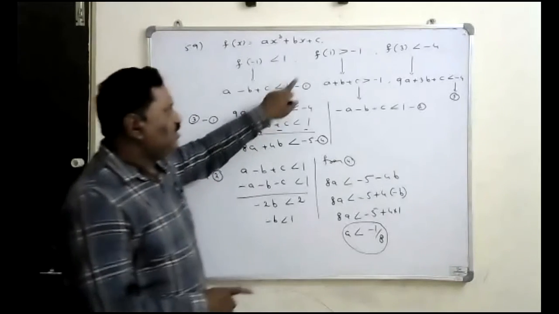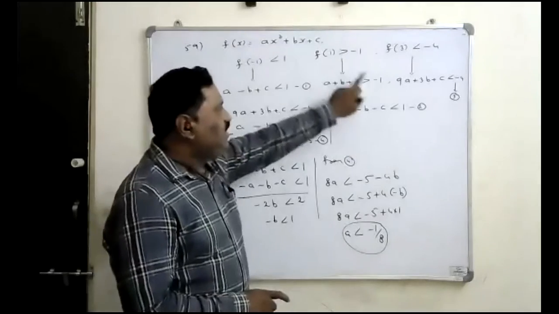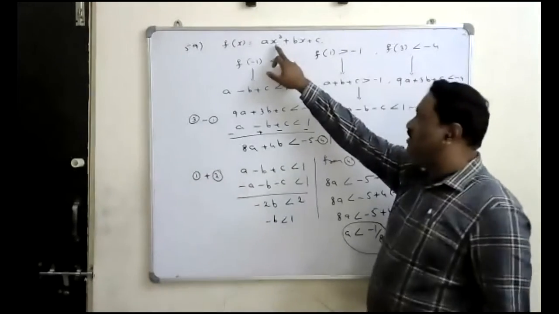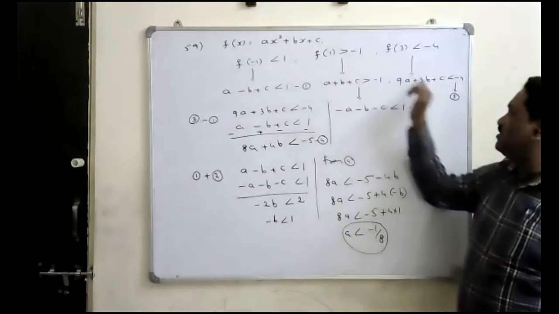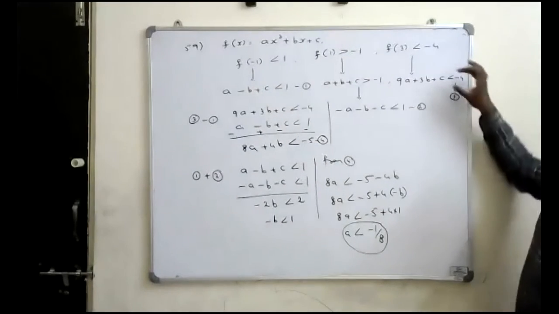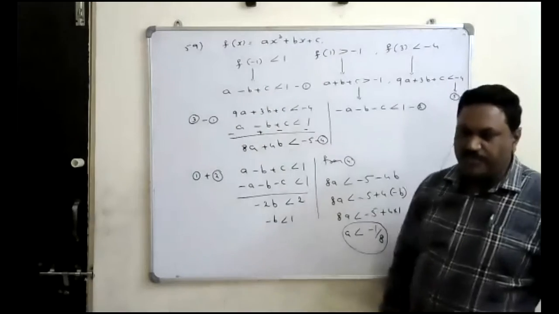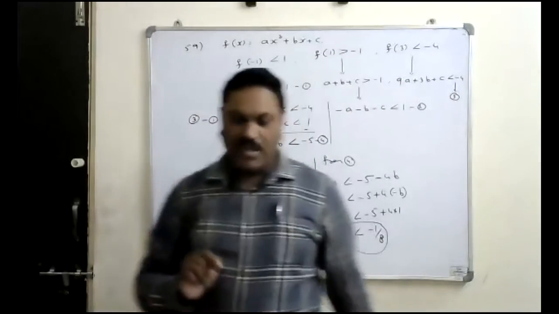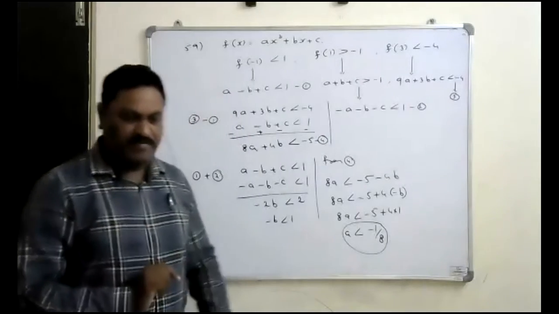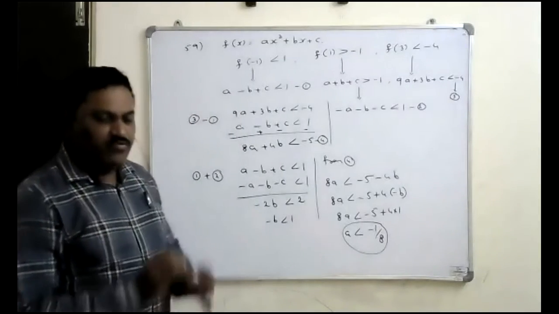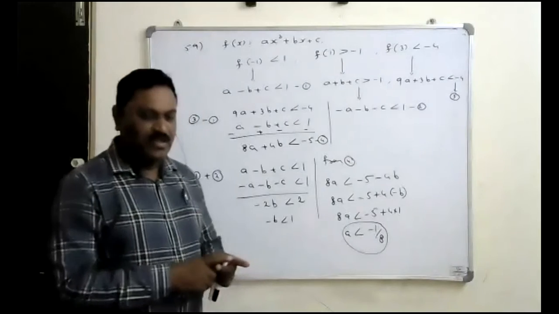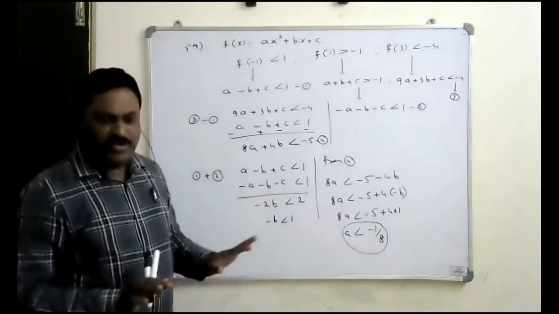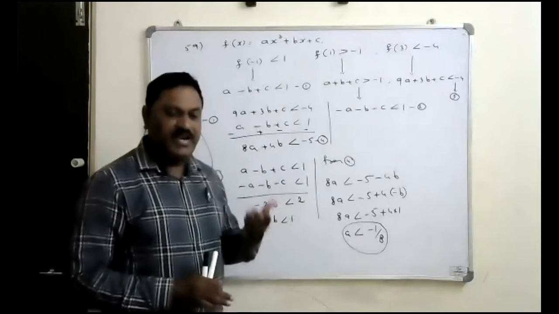Next, take x is equal to 1, f of 1: a plus b plus c is greater than minus 1. Next, keep x is equal to 3. If x is 3, 3 square means 9a plus 3b plus c is less than minus 4. Like that, we are getting the 3 inequations. From these 3 inequations, in the options they have given the A interval. If you want to find the A interval, we have to eliminate B and C. You don't need to go for the same procedure; different ways you can go ahead to eliminate B and C.